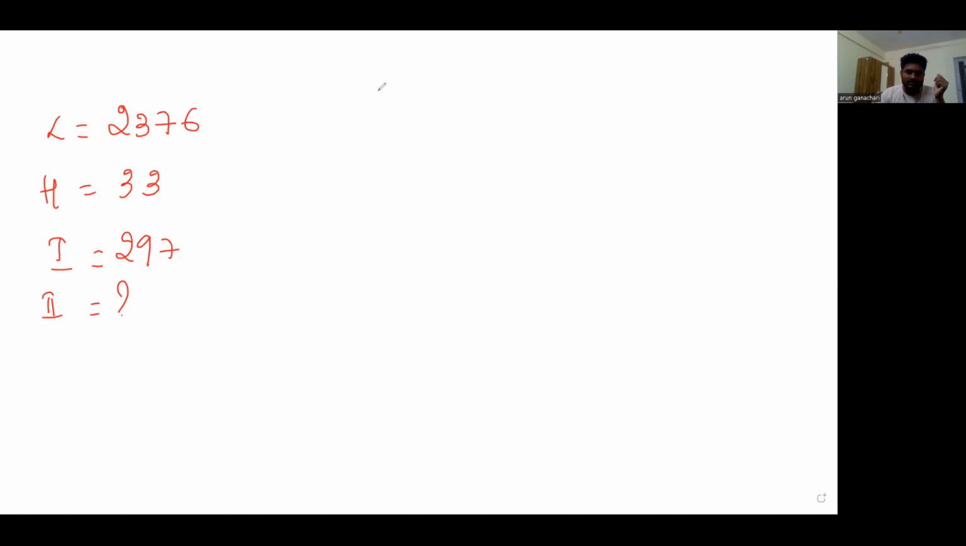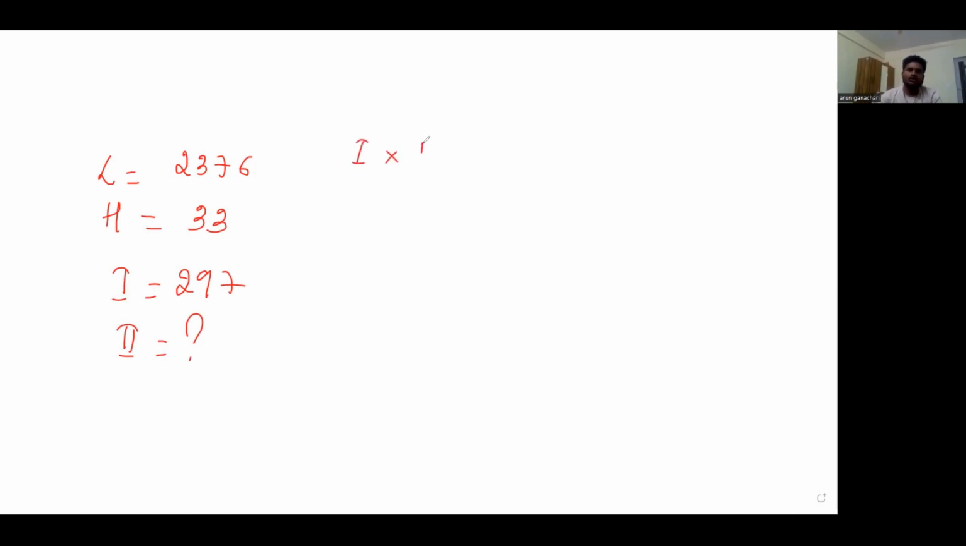What are your numbers? Let us say 2, 3, 7, 6, 33. Let's solve the same question. We had the LCM of how much? What was the LCM? 2376. And HCF was 33. First number was 297. We wanted the second. We have only one relation: number 1 into number 2 is nothing but HCF into LCM. So substitute all the numbers. It is 297 and we don't know the second number, but HCF we know as 33 and LCM we know as 2376.